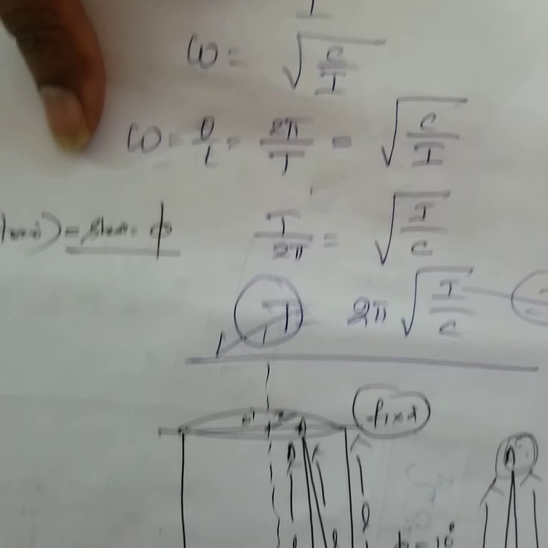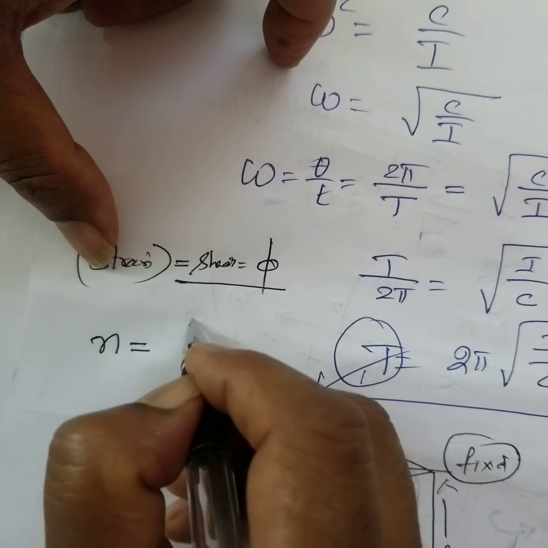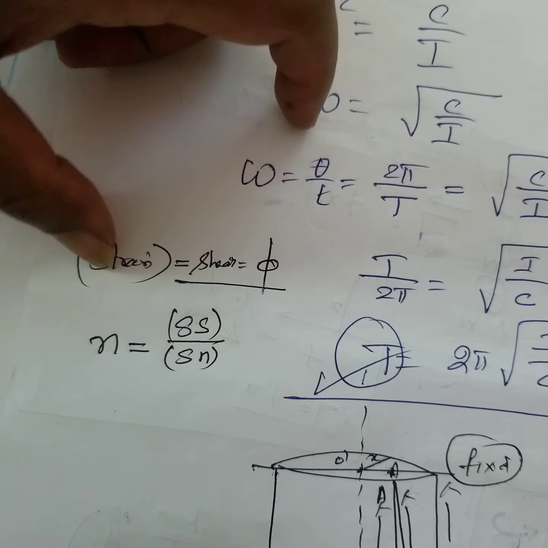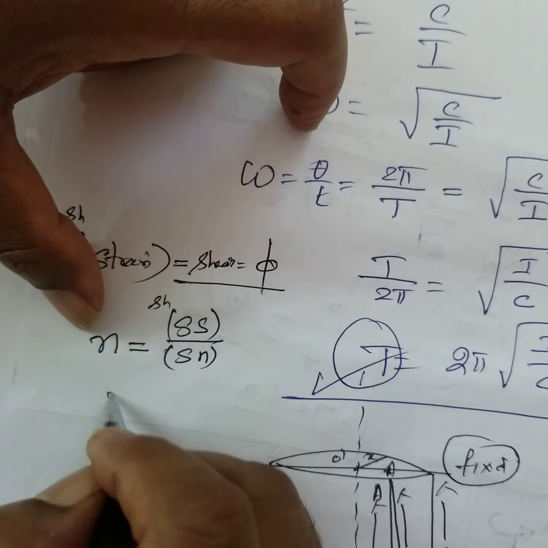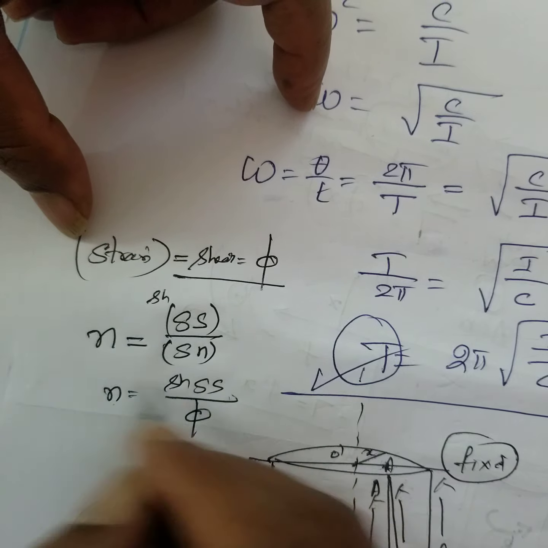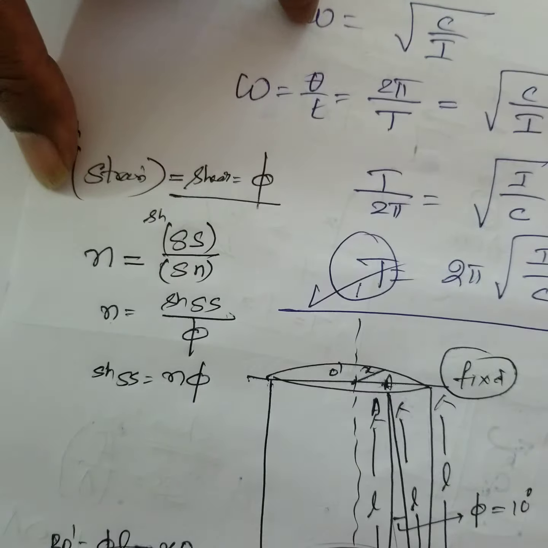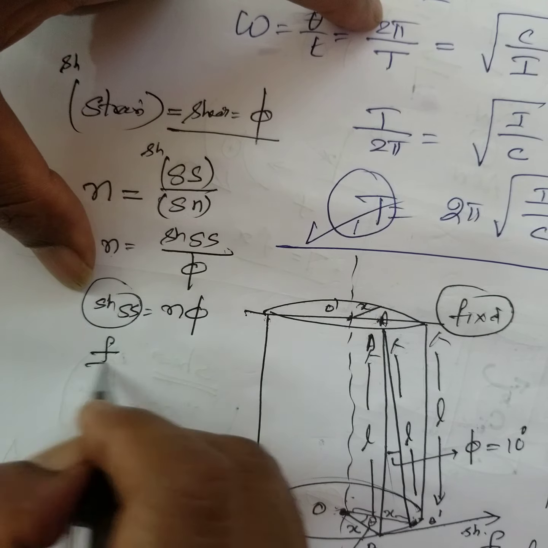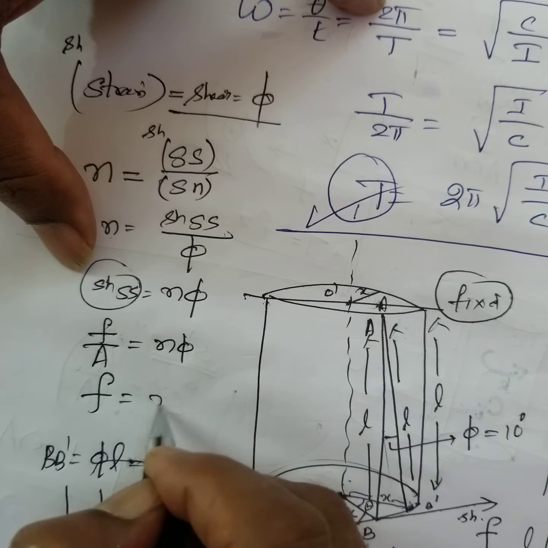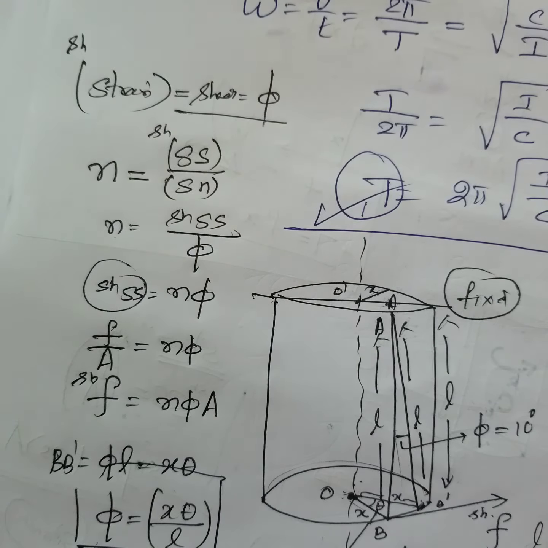Phi you have already got. And what is rigidity modulus? Rigidity modulus is equal to stress by strain, that means shearing stress by shearing strain. Strain is phi, so cross multiplying, shearing stress is equal to n phi. But stress is force per unit area, therefore the force is equal to n phi into A. What type of force? This is called shearing force.